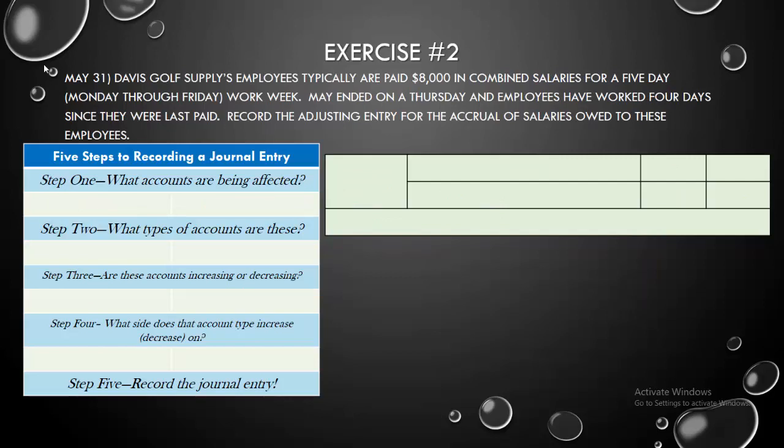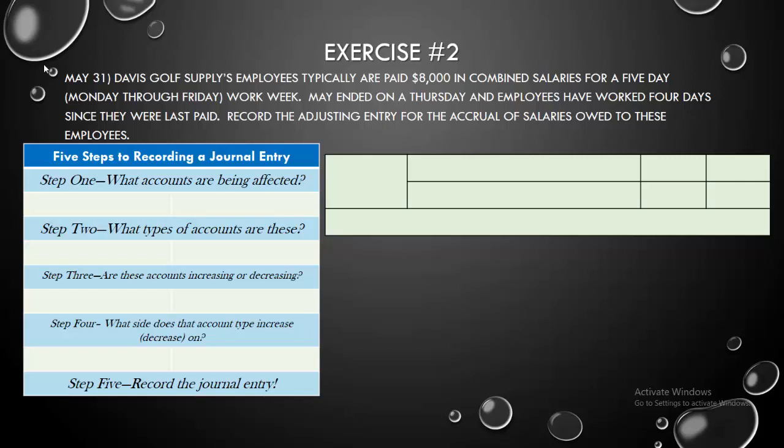Next up, on May 31st, we have another adjusting entry, and this one is related to salaries. So Davis Gulf Supply's employees typically are paid $8,000 in combined salaries for a 5-day, Monday through Friday, work week. So that's how much we typically pay our employees at the end of every week. Well, the month doesn't always end on payday. In this case, May is going to end on Thursday, but Friday's payday. Our employees have worked 4 days since they were last paid.